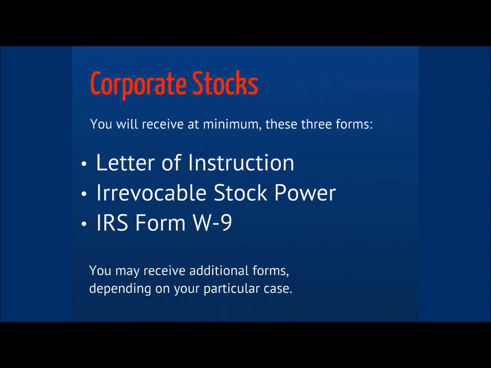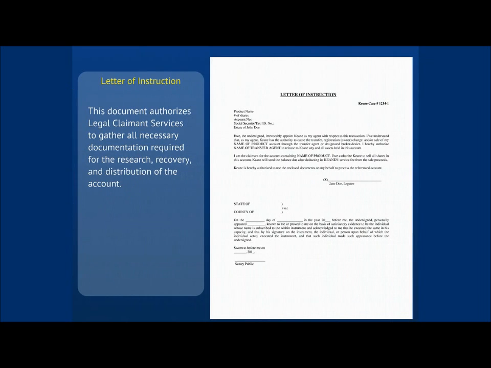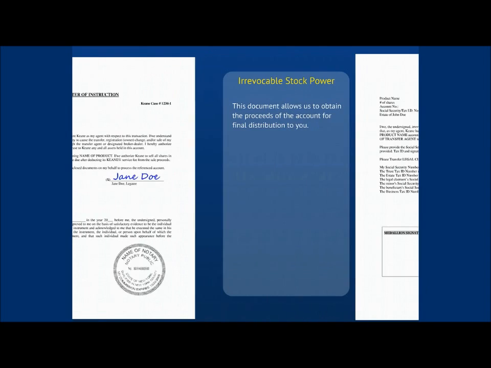For cases involving corporate stocks, you will receive at minimum these 3 forms: the letter of instruction, irrevocable stock power, and IRS Form W-9. You may receive additional forms depending on your particular case. Let's start with the letter of instruction. This document authorizes Legal Claimant Services to gather all necessary documentation required for the research, recovery, and distribution of the account. This document must be signed and notarized.